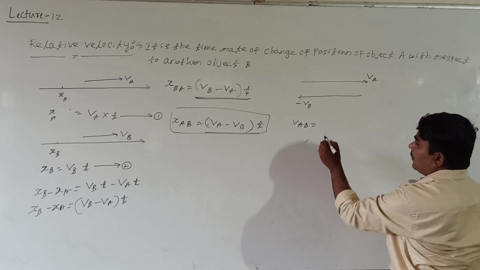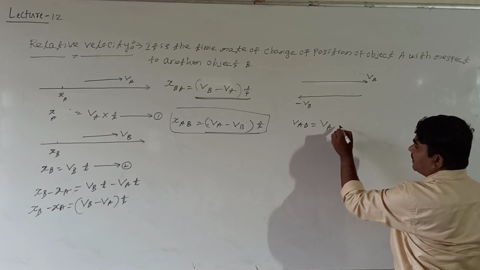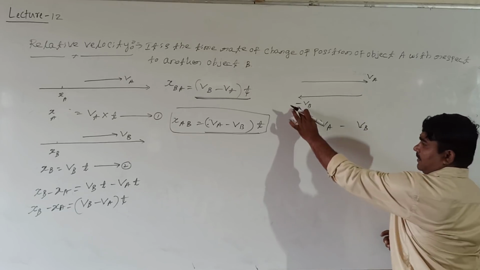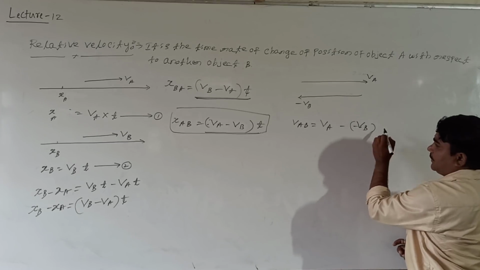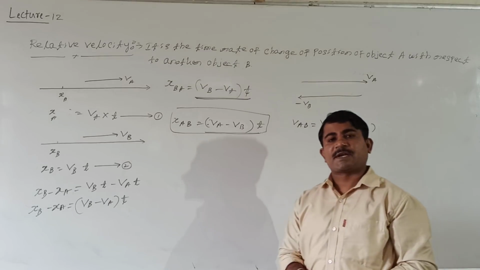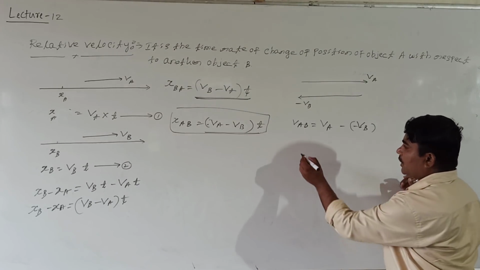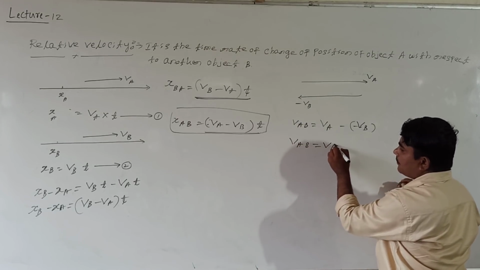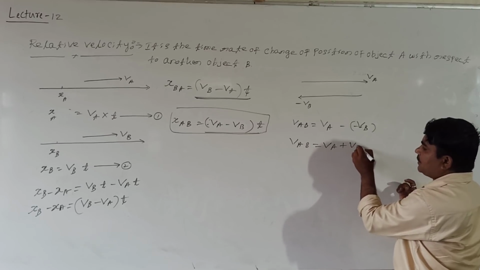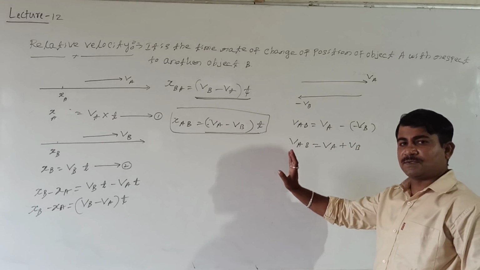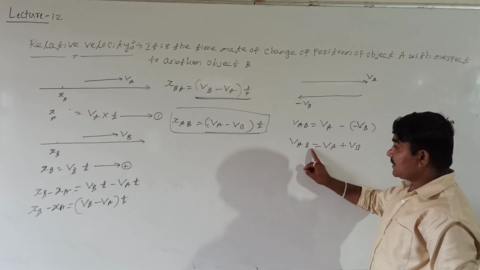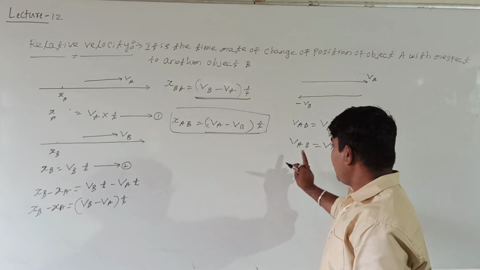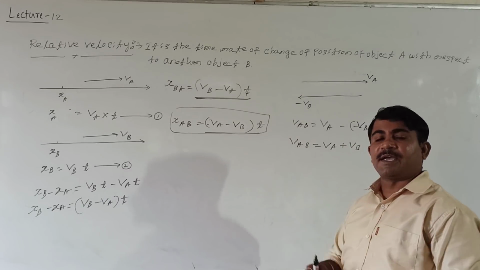How to write for this? Velocity of object A with respect to object B, I will take. But VB is taken to be negative. Then directly shall I write VAB equal to how much? VA plus VB. What is the meaning of this? The observer B sees the velocity of object A.